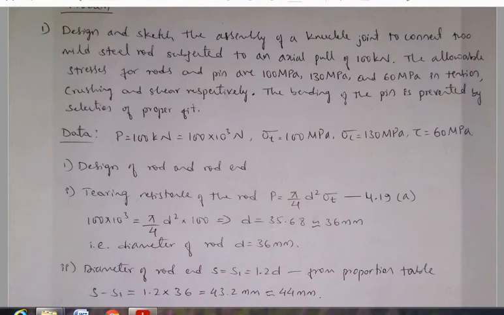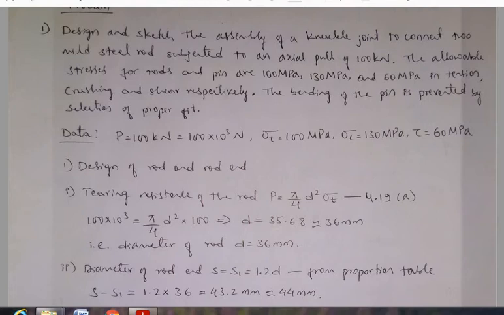In the previous video, we came across the design procedure for the knuckle joint. Now we are going to do the design of the knuckle joint for the given condition. So let us see the problem. Here we have the problem statement.